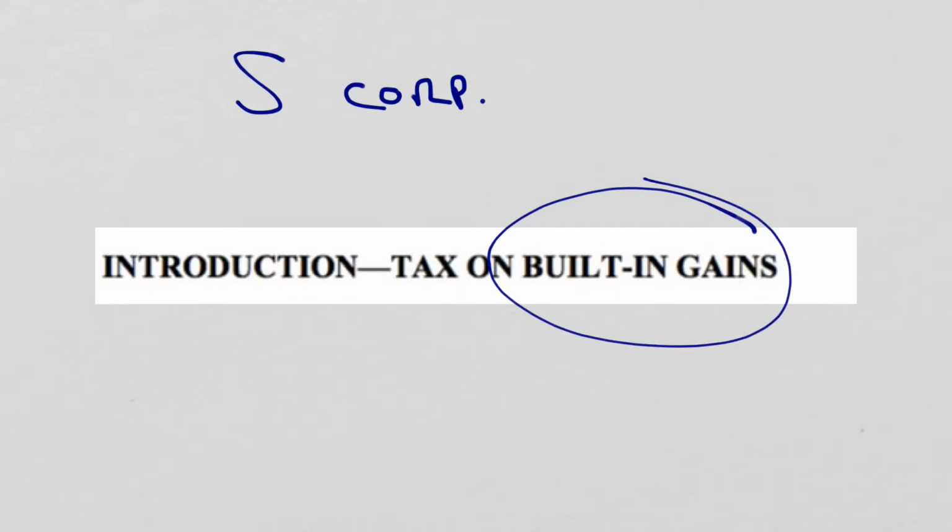So actually we're going to learn one for this course, and that'll be what's called the tax on built-in gains, because that's an important one because the acronym is big. So that's why it's an important one. So let's see what this tax is, but before we do that, let's understand how S corporations liquidate, what kind of tax effect happens when they liquidate.